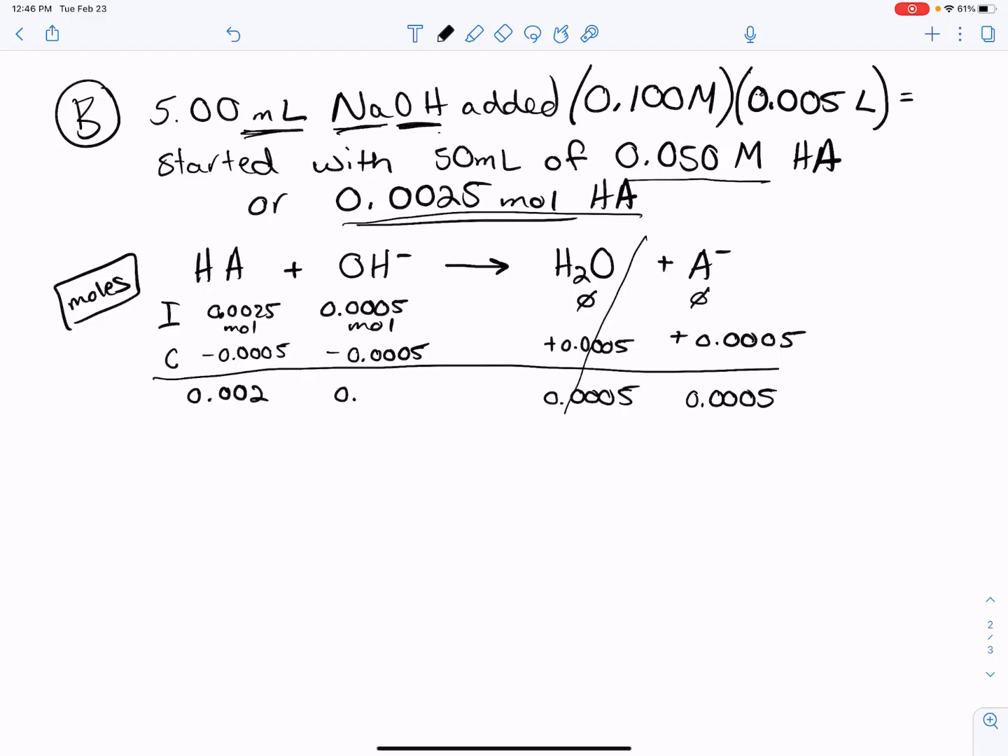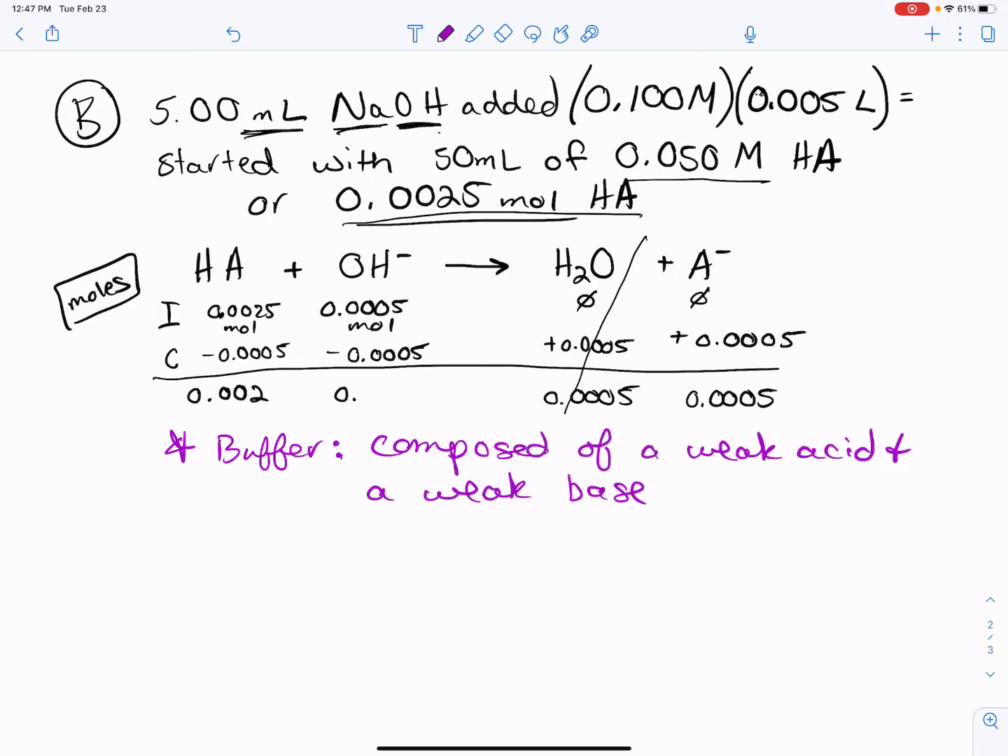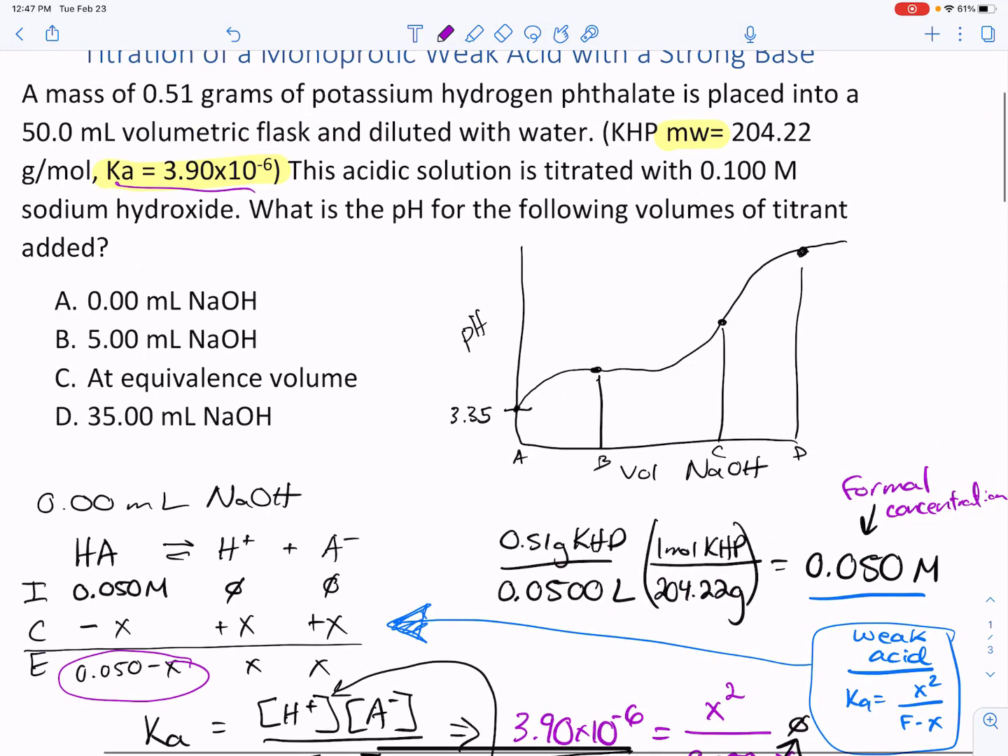But we have both the presence of a weak base and a weak acid. And so what that's going to be is a buffer. A buffer is composed of both a weak acid and a weak base. And it's composed of these 2 entities in order to resist the change in pH. If we come back to our graph, we can see this region right here is a region at which the pH does not change appreciably. And so this region is called my buffer region.